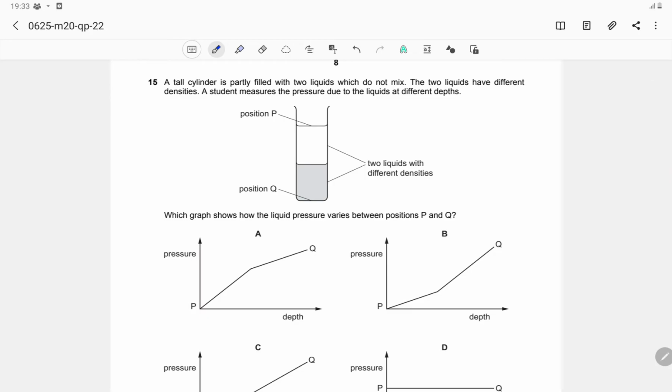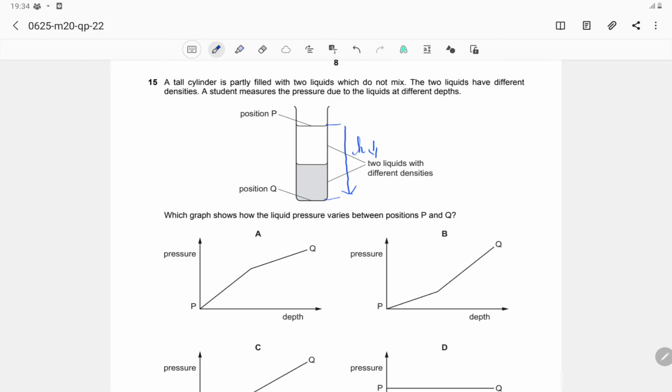Question 15. A tall cylinder is partially filled with two liquids which do not mix. The two liquids have different densities. A student measures the pressure due to the liquids at different depths. Which graph shows how the liquid pressure varies between positions P and Q? So in between the position P and Q, when it is going downwards, the depth or height is increasing.